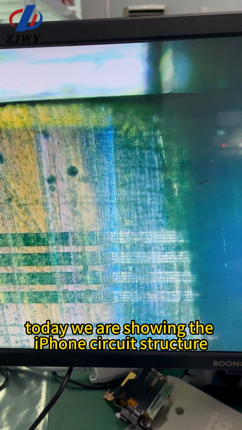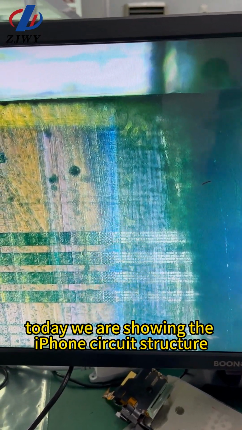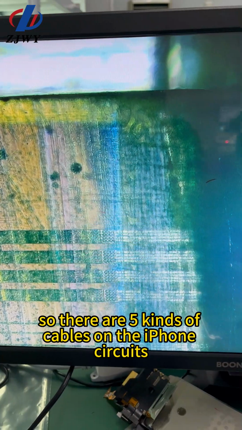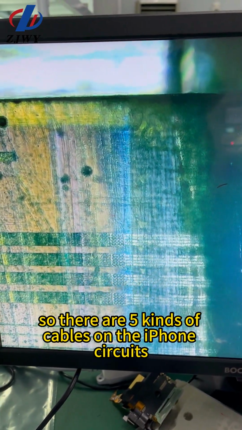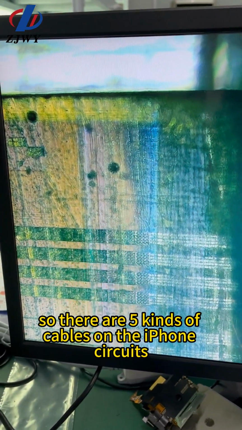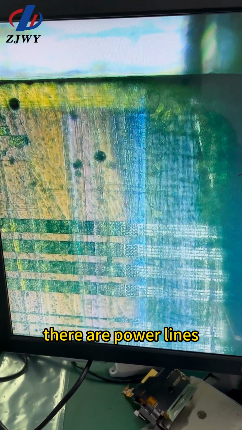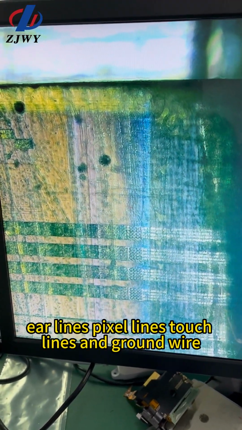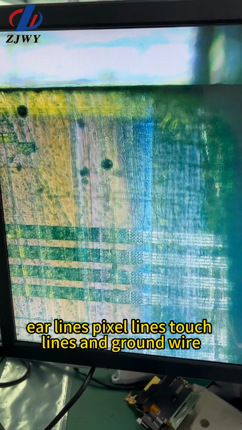Hello everyone, today we are showing the iPhone's circuit structure. So there are 5 kinds of cables on the iPhone circuits. There are power lines, ear lines, pixel lines, touch lines, and ground wire.